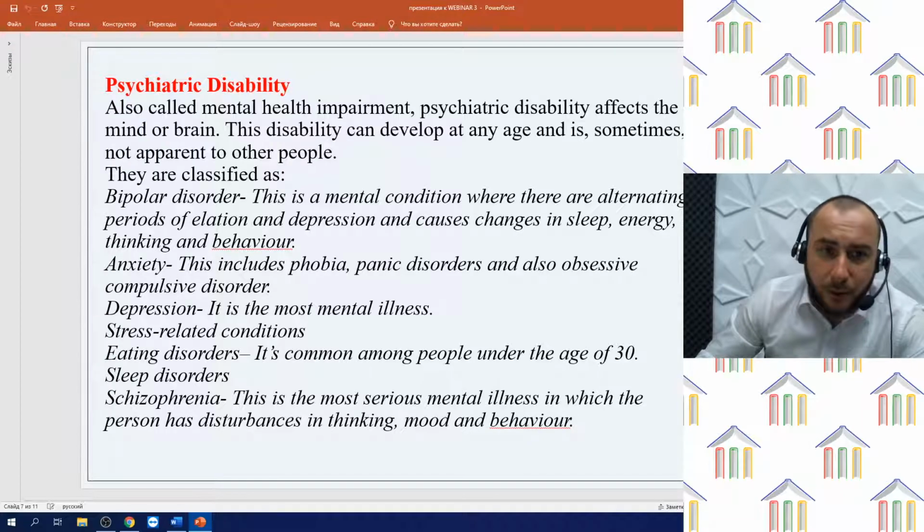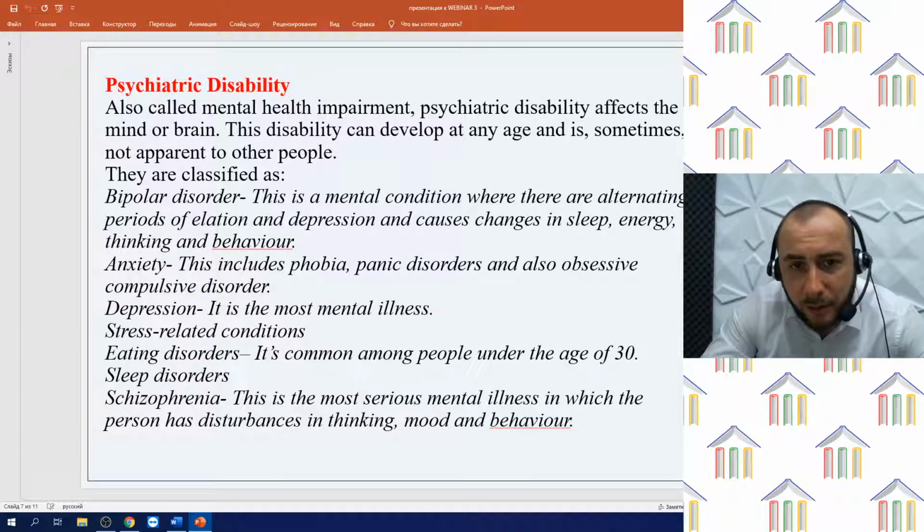Psychiatric disability, also called mental health impairment. Psychiatric disability affects the mind or brain. This disability can develop at any age and is sometimes not apparent to other people. They are classified as bipolar disorder. This is a mental condition where there are alternating periods of elation and depression and causes changes in sleep, energy, thinking, and behavior. Anxiety. This includes phobia, panic disorders, and also obsessive-compulsive disorder.